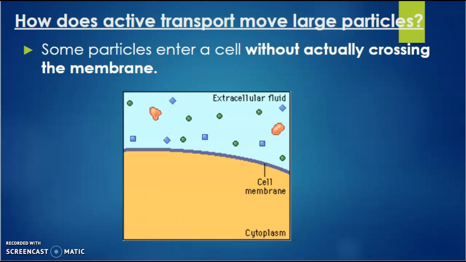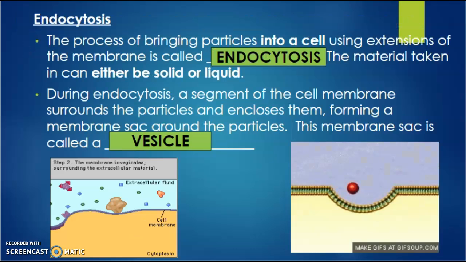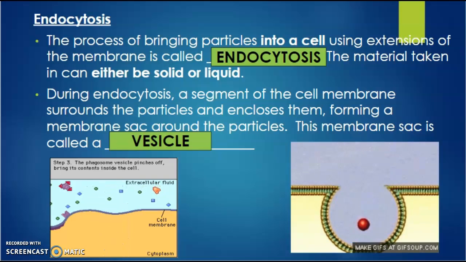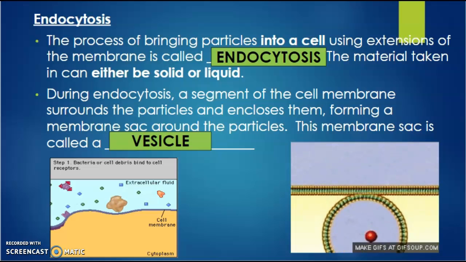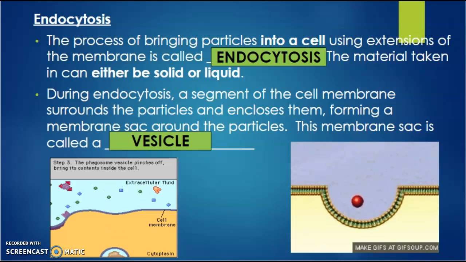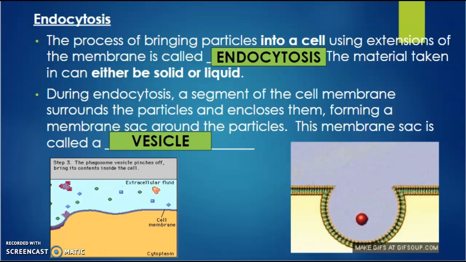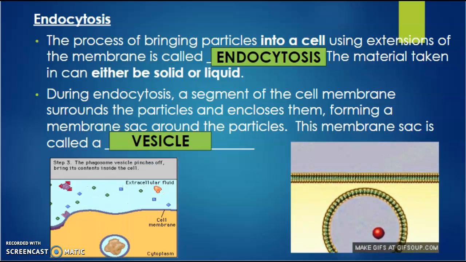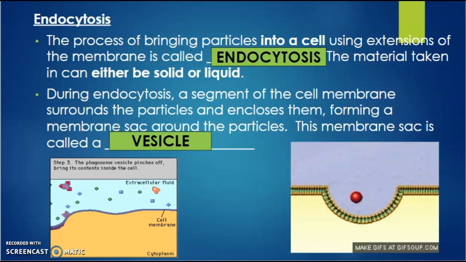So in our little GIF below, we have an example of active transport. Some particles enter the cell without actually crossing the membrane. How does the cell do that? Through something called endocytosis, where the membrane, so remember that phospholipid bilayer, will actually form a vesicle and engulf the molecules that it is trying to bring into the cell.